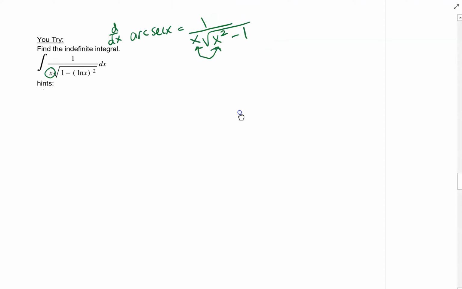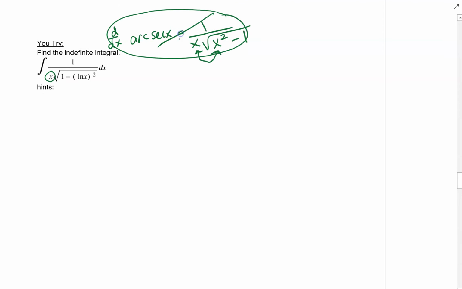So I want you to try one that's a little trickier, but I'm going to give you some hints. So you might see this x out here and think, oh, arcsecant, right? Because the derivative of that has the x in front of the square root. But then it also has the x right next to it. If the x's are not right next to each other, it's not arcsecant. So this is not going to be a derivative of arcsecant. So then arcsecant is not going to be part of our answer.